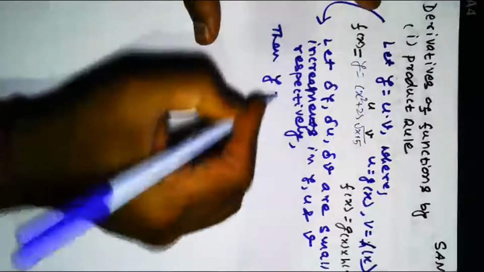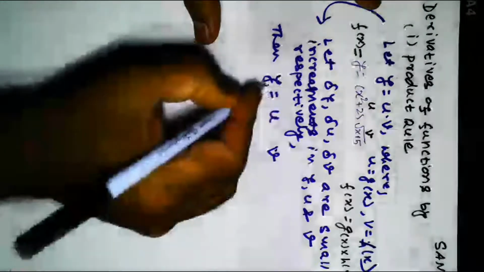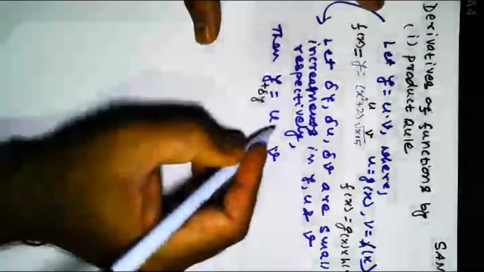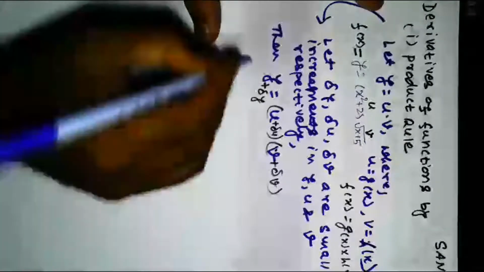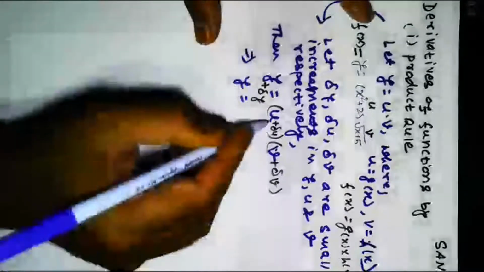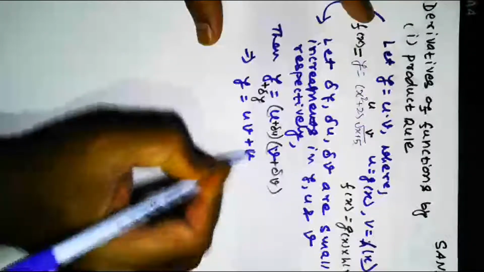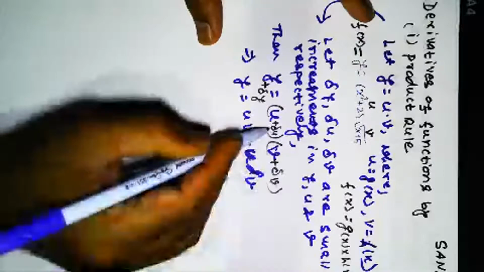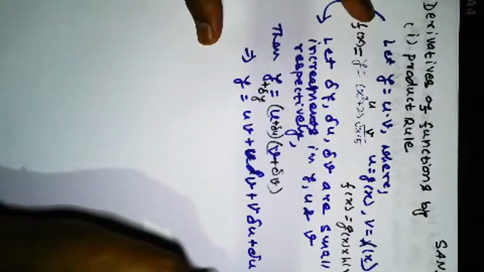Okay, then you can write y plus delta y equals, you are given u and then another function as v. So what we are doing here, in y we are adding delta y, and in u we are adding delta u, close this bracket, and in v we are adding delta v, close this bracket. So therefore we have now y plus delta y equals, you multiply these two, then u times v is uv, plus u times delta v, and then plus v times delta u plus delta u times delta v.